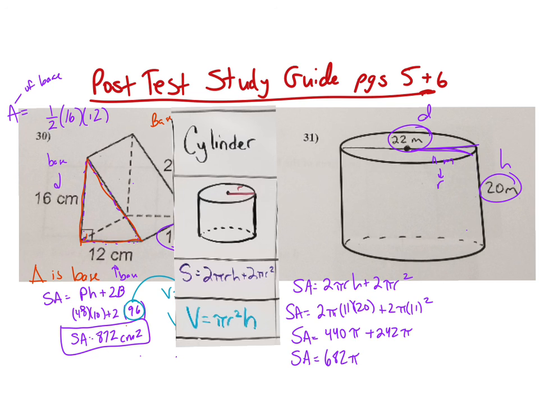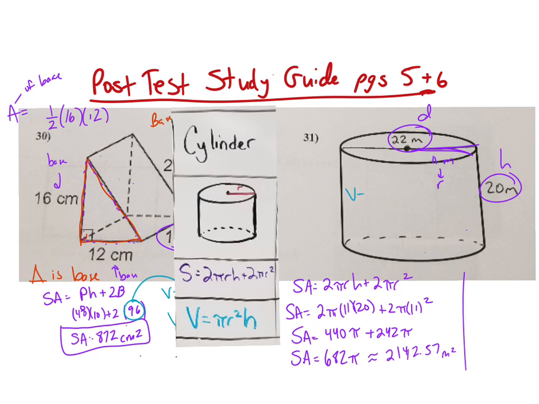So your surface area, if it was a number, would be approximately 2,142.57. Remember, I used the approximate symbol. And it's going to be square meters. Remember, it's square meters. All right, volume. So the last one we're going to do is volume.